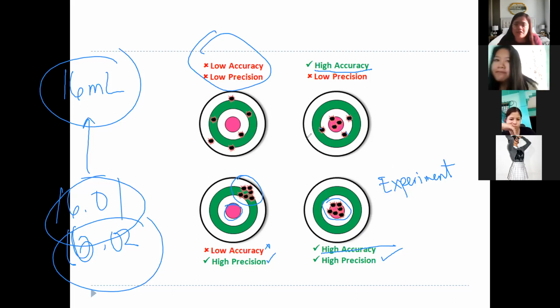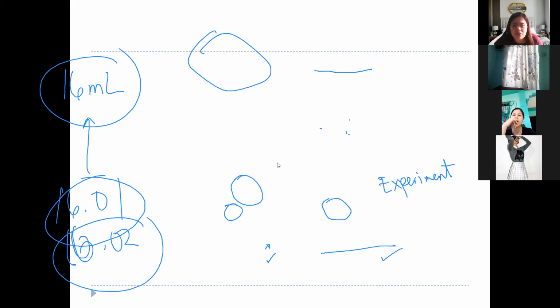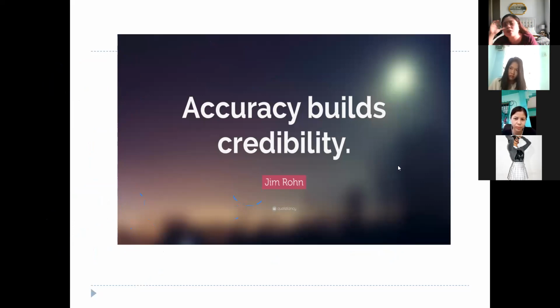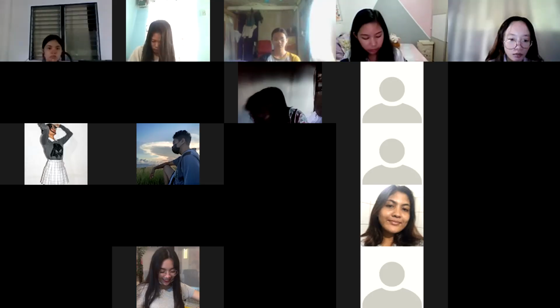And that's just to differentiate the two terms, accuracy and precision. For this topic, our last topic is about accuracy and precision. This is saying accuracy builds credibility. So if we do an experiment, our results should always be accurate. Okay? Questions before we end?